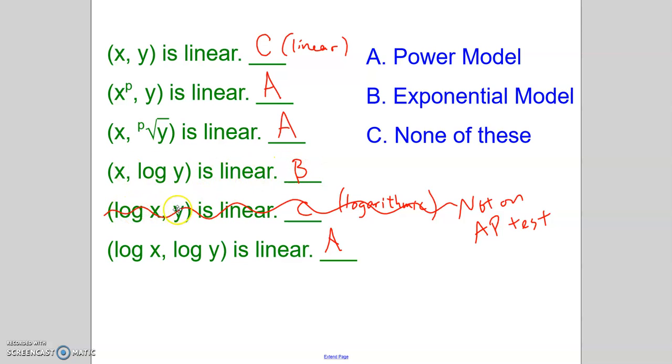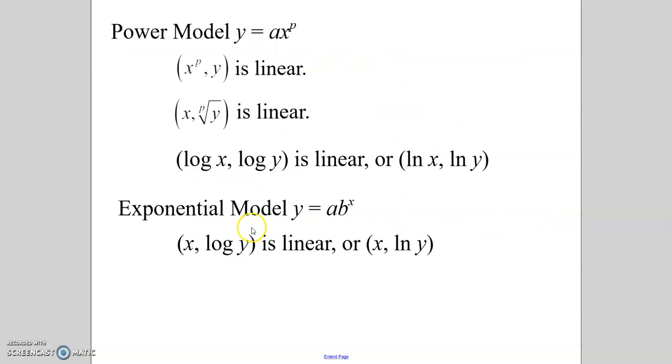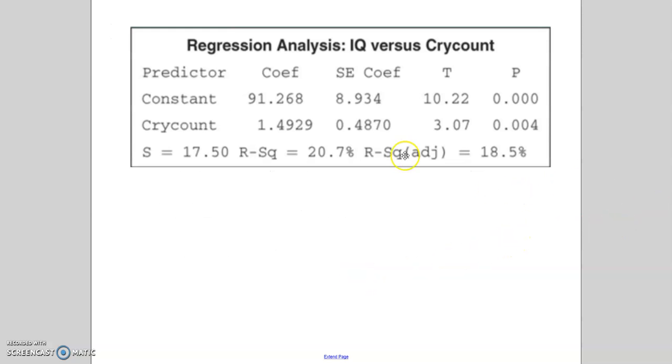Now, there was no time that we've done log of x compared to y, so that would be none of these. In fact, that would be a logarithmic model, which we do not cover in this course, so that type of transformation is not on our test. And then finally, if you plot log x versus log y and that's linear, that is called a power model. So there you go, and that goes back to these ways to test. 3 different ways to test a power model, and 1 way to test to see if something is an exponential model. Alright, the next thing I'd like to do is take a look at this output table.